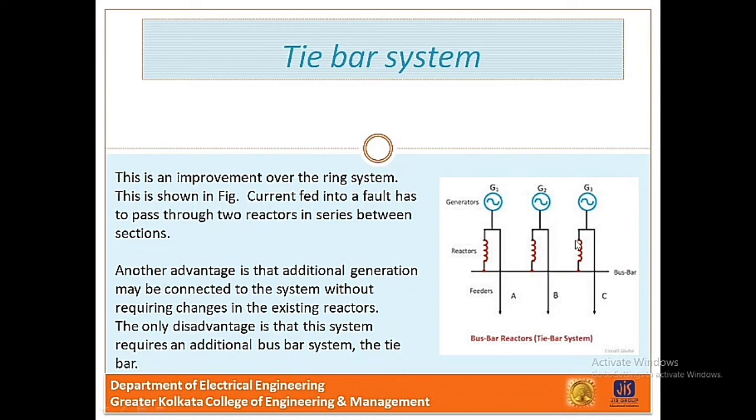There is another advantage. Additional generation may be connected to the system without requiring changes in the existing reactors. The only disadvantage is that it requires an additional busbar. So these are the busbars, and here we use another busbar. This busbar is known as the tie bus bar, or tie bar. So the disadvantage is that it requires an additional busbar, that is the tie bar. This is the tie bar and these are the busbars.